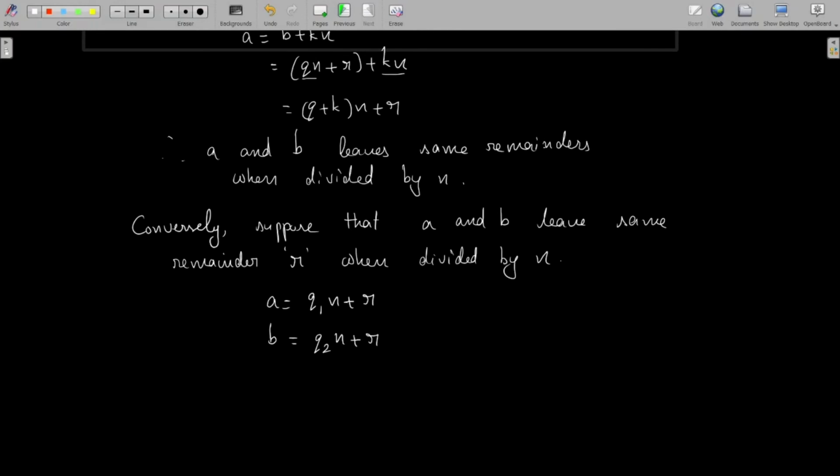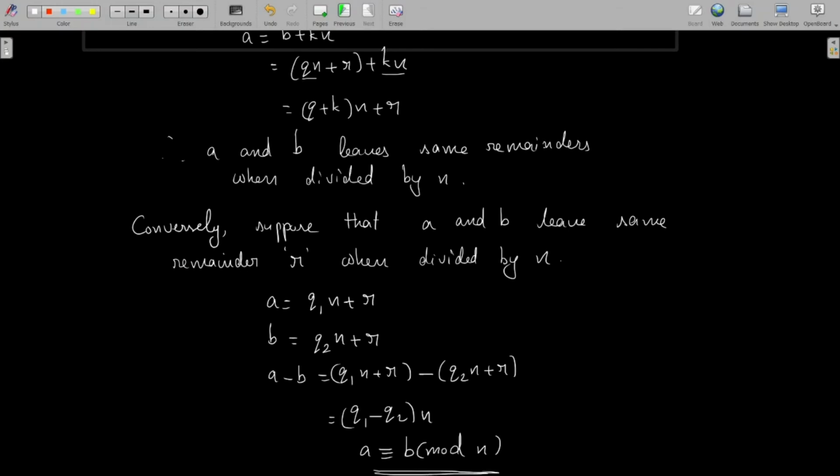A and B leave the same remainder r here. Now we consider A minus B. This is equal to q1n plus r minus (q2n plus r). This is equal to (q1 minus q2) into n, since r minus r cancels. So what happens? Here A minus B becomes a multiple of n. That is, when we divide A minus B by n, the remainder becomes 0. In other words, A is congruent to B mod n.